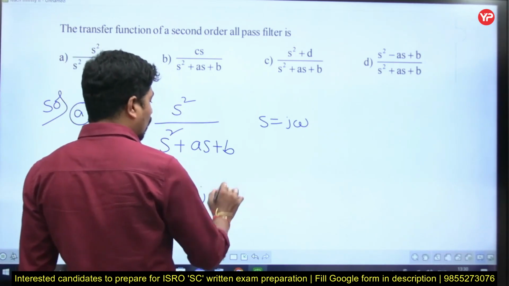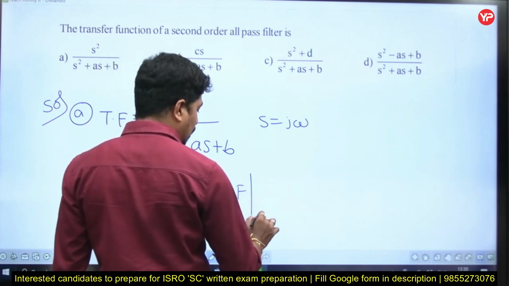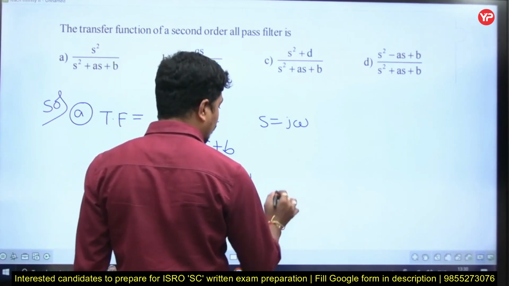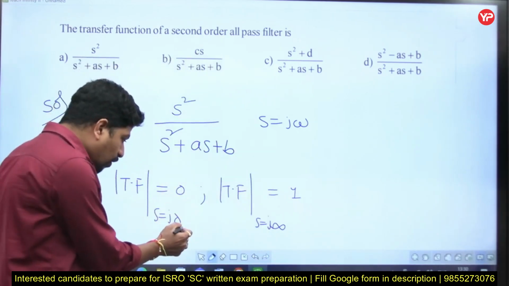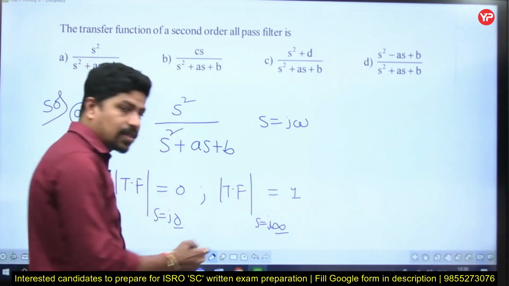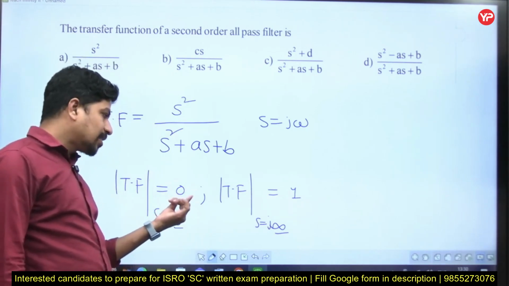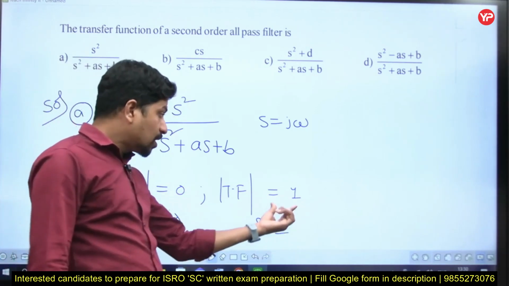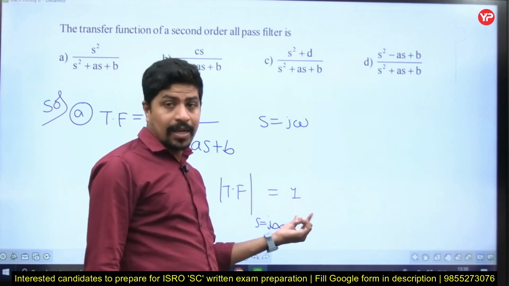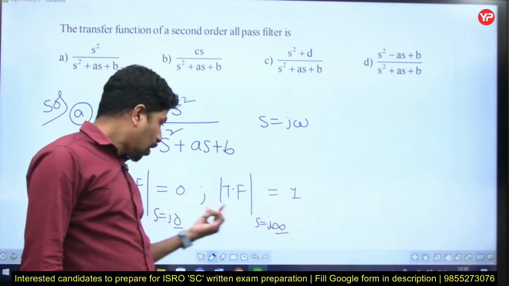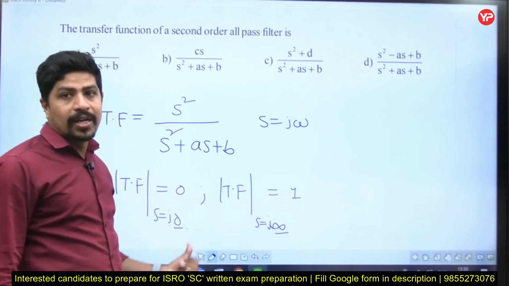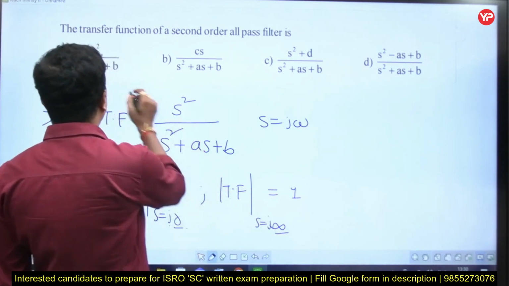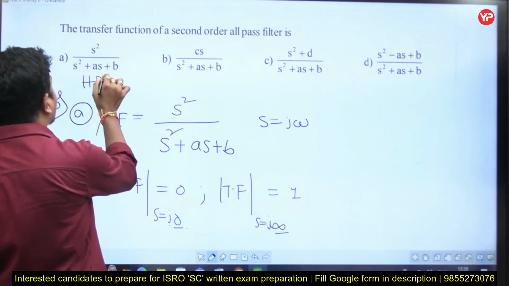Now if you put S equal to j infinity in the transfer function, you are going to get it as 1. 0 is the lowest frequency, infinity is the highest frequency. For low frequency, gain is less or no gain. For high frequency, there is a very good gain. Means high frequencies are allowed, low frequencies are denied. It is a high pass filter. Therefore, option 1 is a high pass filter.